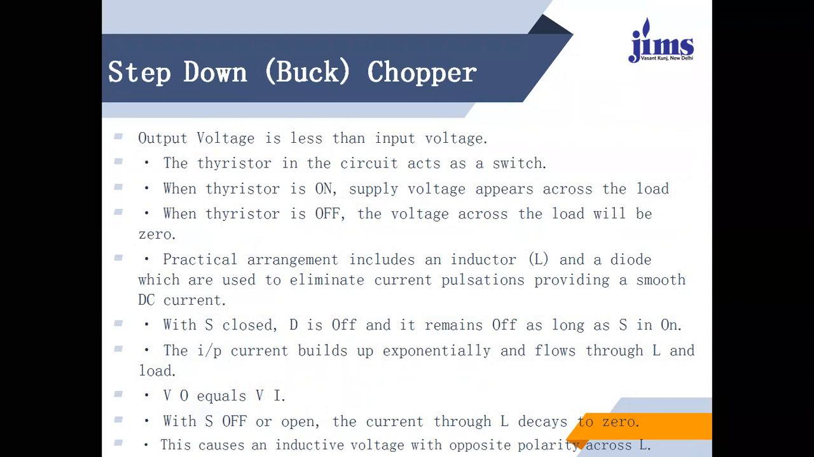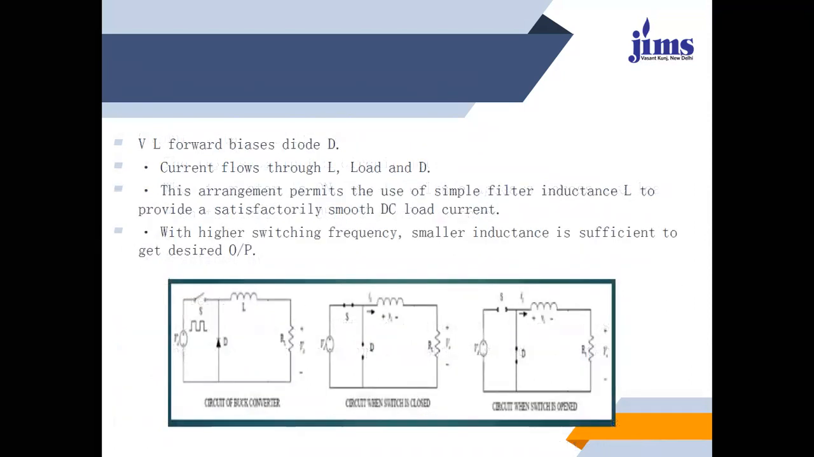With S closed, D is off and it remains off as long as S is on. The input current builds up exponentially and flows through L and the load. V output equals V input. With S off or open, the current through L decays to zero. This causes an inductive voltage with opposite polarity across the inductance.